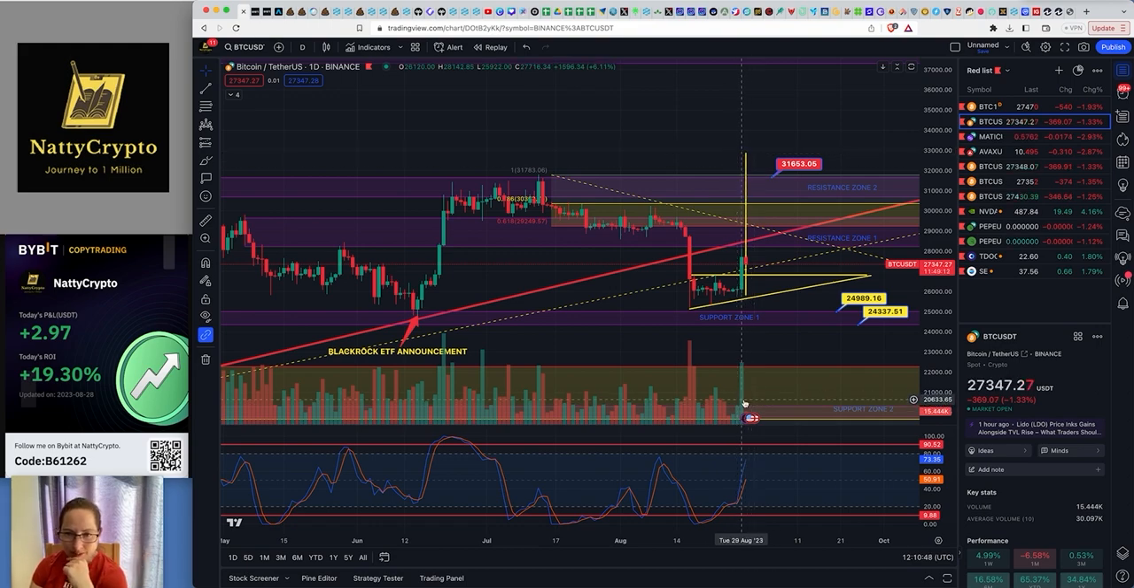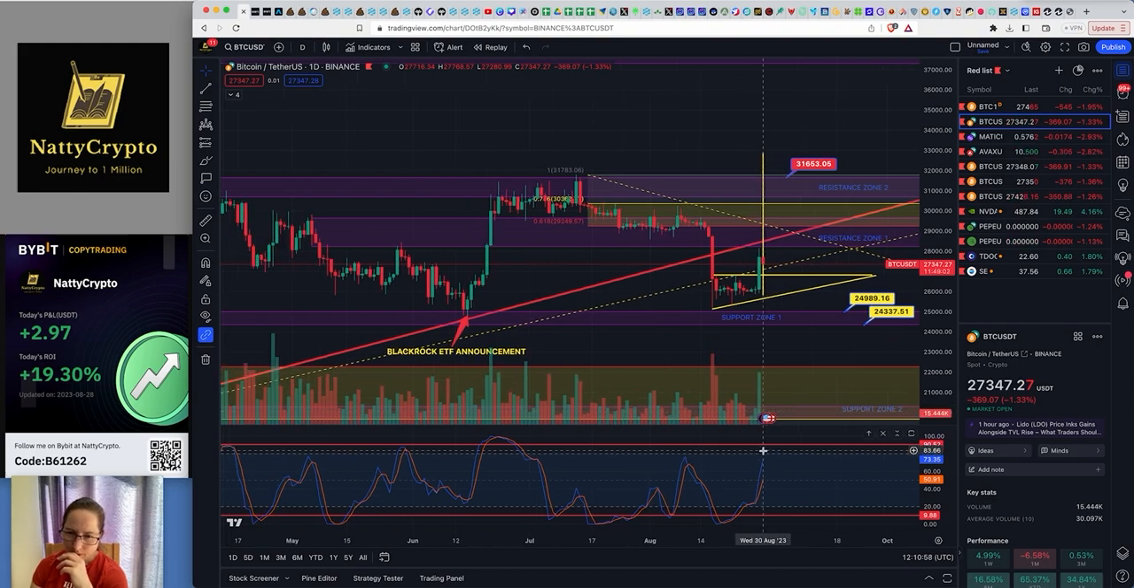Volume was massive yesterday. Volume is tiny today, which means that there's not really much buying. We've been selling. It's not that strong today. The stochastic RSI is still on its way up. It's still showing upward momentum. So this could reverse and continue upwards.